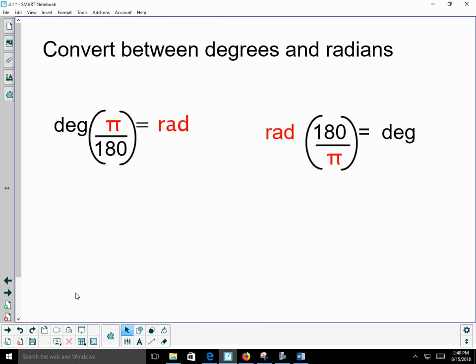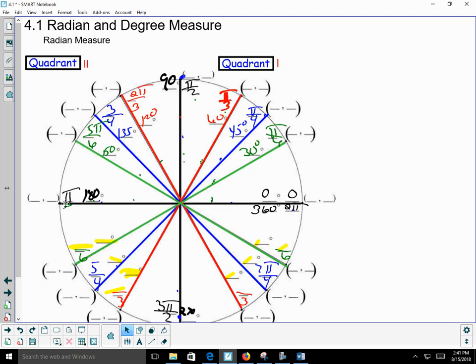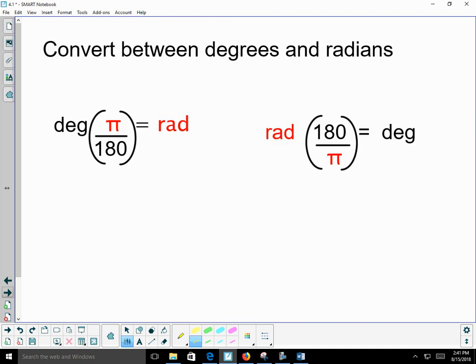And then the last thing we have to do is convert between radians to degrees and degrees to radians. So if we go back to here, pi is equal to 180 degrees. So I am going to use that special ratio that I see right here to convert between radians and degrees. So if I take my degree and multiply by pi over 180, I'm going to get a radian.